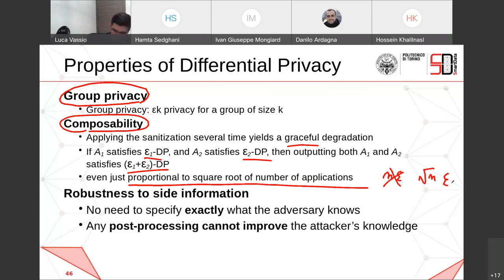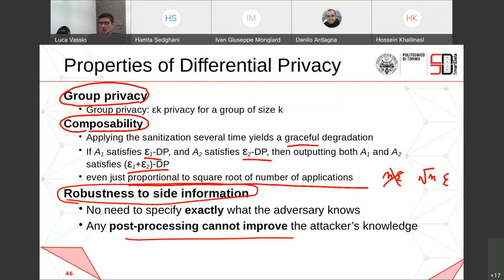And finally, it's robust, and we can prove that it's robust to side information. So we don't need to specify what the adversary knows, and we don't care. If the adversary will know a lot of things in 20 years from now, we don't care. And even more important, no post-processing can improve the attacker's knowledge. So even if there is a very elaborate mechanism 10 years from now and we apply it to our epsilon-private dataset, obtained from an epsilon-private mechanism, still we cannot improve the attacker's knowledge.